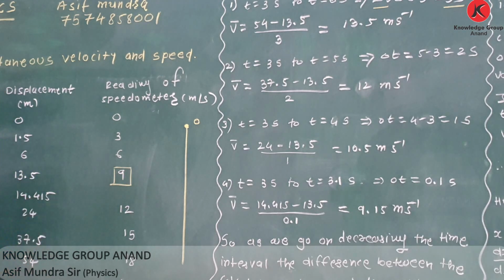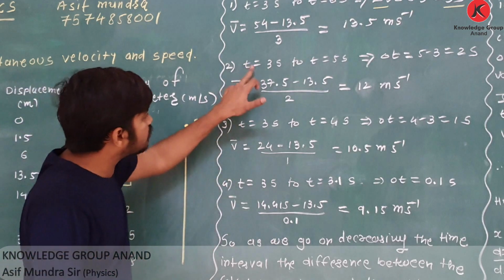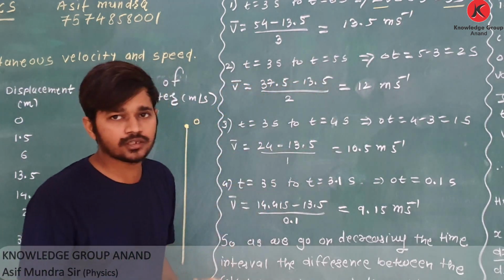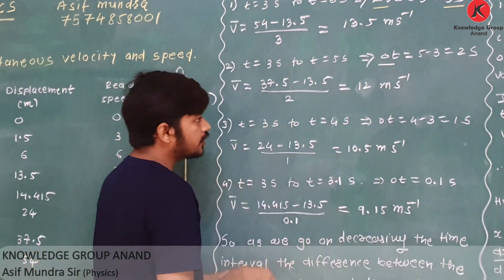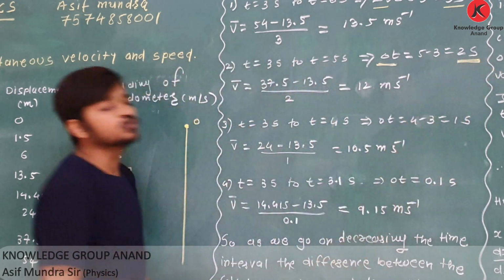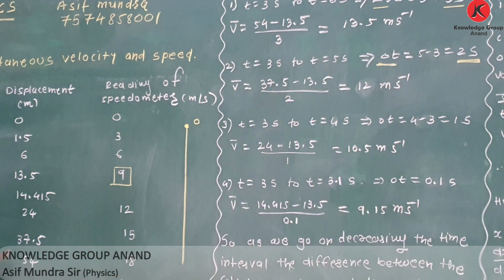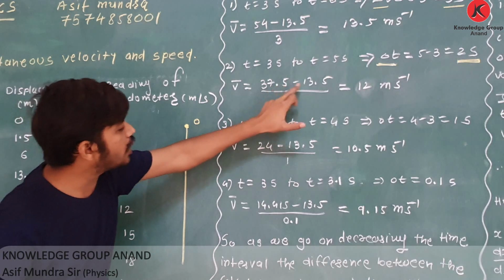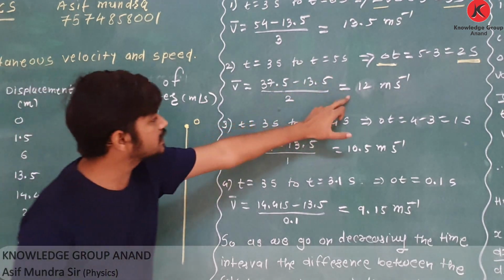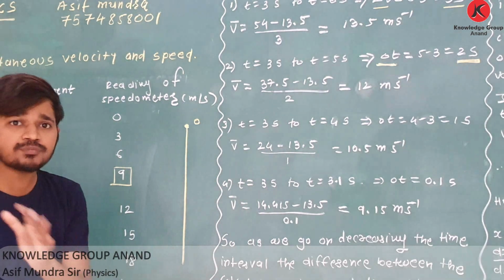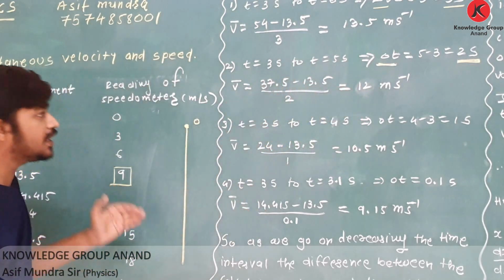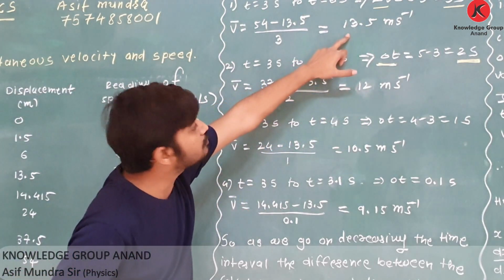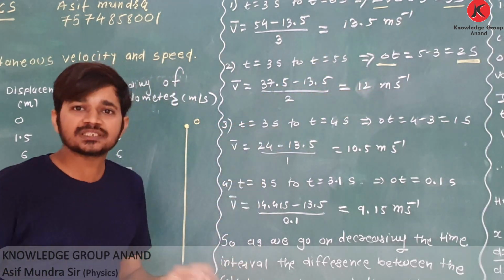Now we are taking another example. If I take the time interval t equal to 3 seconds to t equal to 5 seconds, what is the time interval? It is 5 minus 3, which is 2 seconds. At 5 seconds, displacement is 37.5, and at 3 seconds it is 13.5. 37.5 minus 13.5 divided by 2 is equal to 12 meter per second. See, our value is now nearer to 9 meter per second. Initially it was 13.5 meter per second, now it is 12 meter per second.